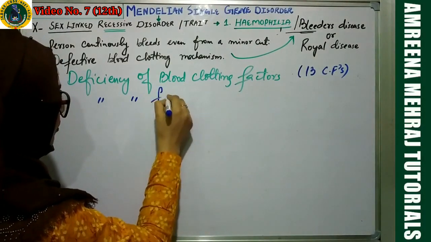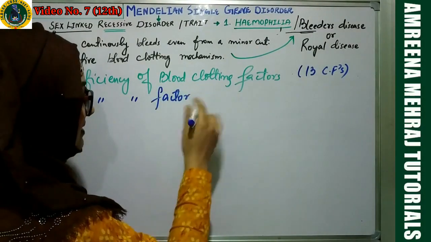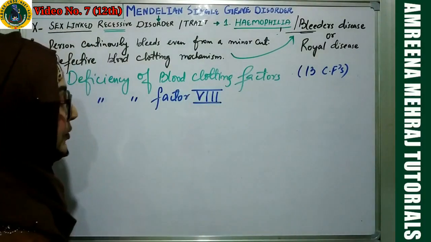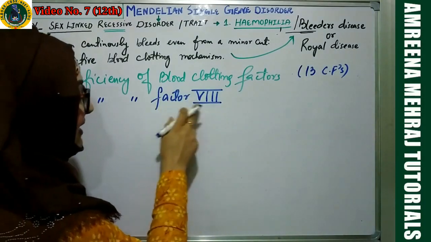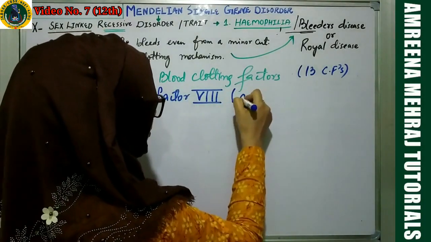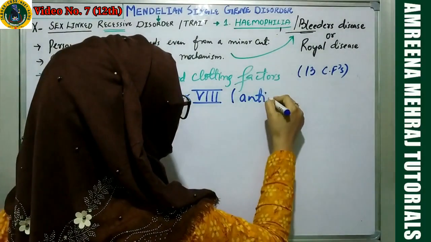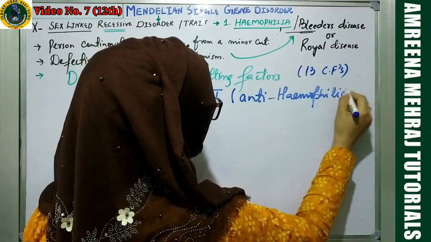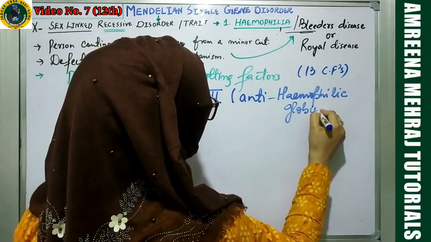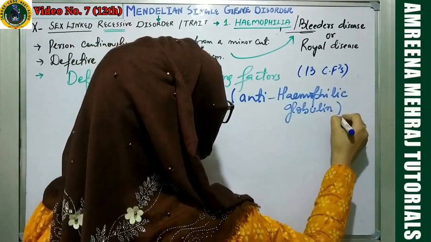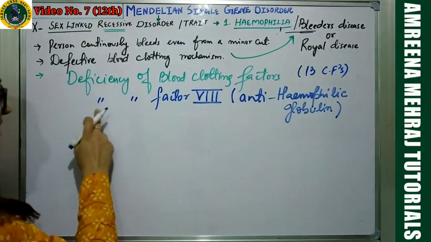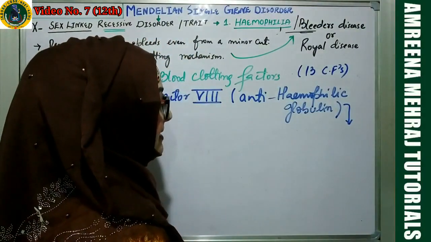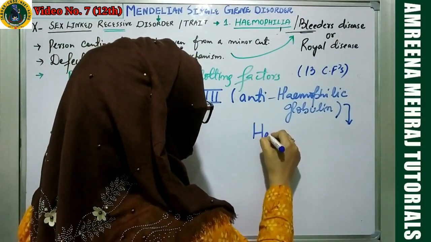Now, if there is a deficiency of clotting factor, I'll write down factor. We have the numbers now. If there is a deficiency of factor 8, we use the Roman numerals. Deficiency of factor number 8. This factor is also called anti-hemophilic globulin. This is the name of this factor. If this factor is deficient, then the hemophilia is called Hemophilia A.